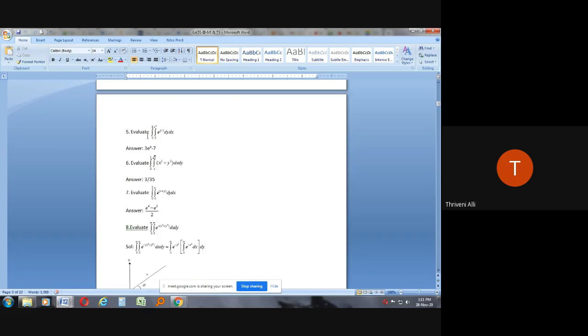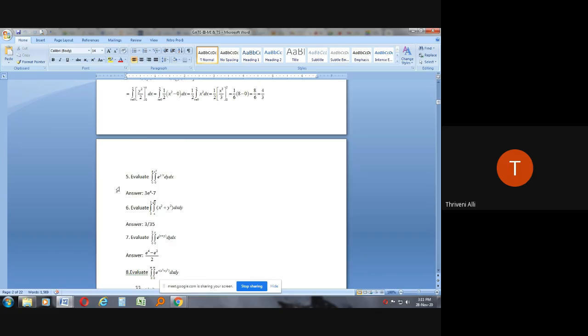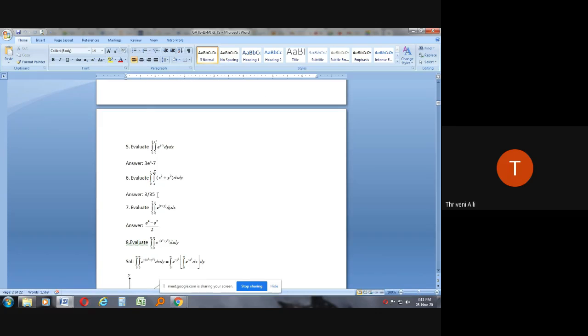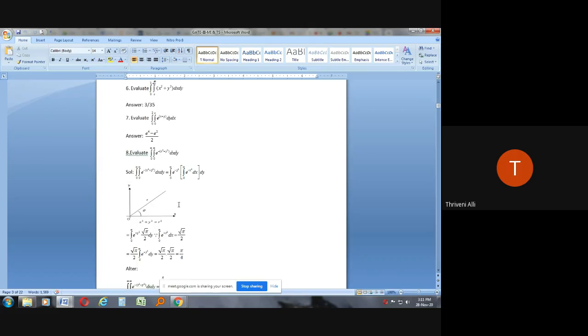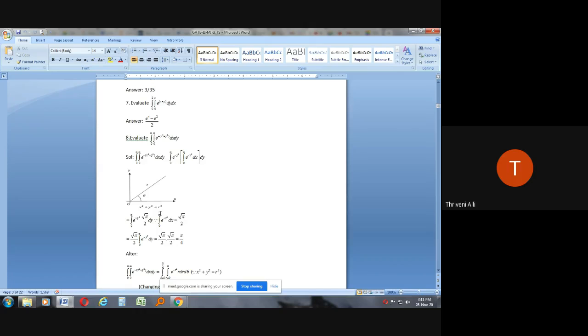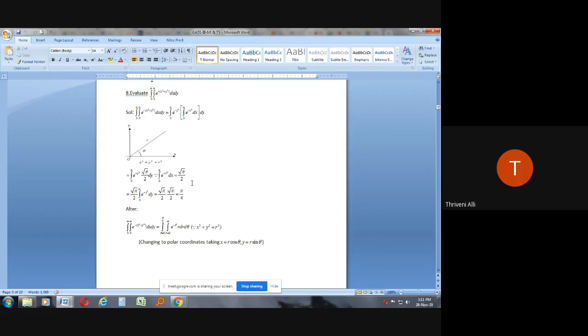And see this here, some more problems 5, 6, 7, same model. So this is left for you. And 8, see the eighth one. So integral 0 to infinity, again integral 0 to infinity, e power minus of x square plus y square dx dy. So this is an important result. So directly we do this. Or here there are two methods. So we can follow any one of the methods.